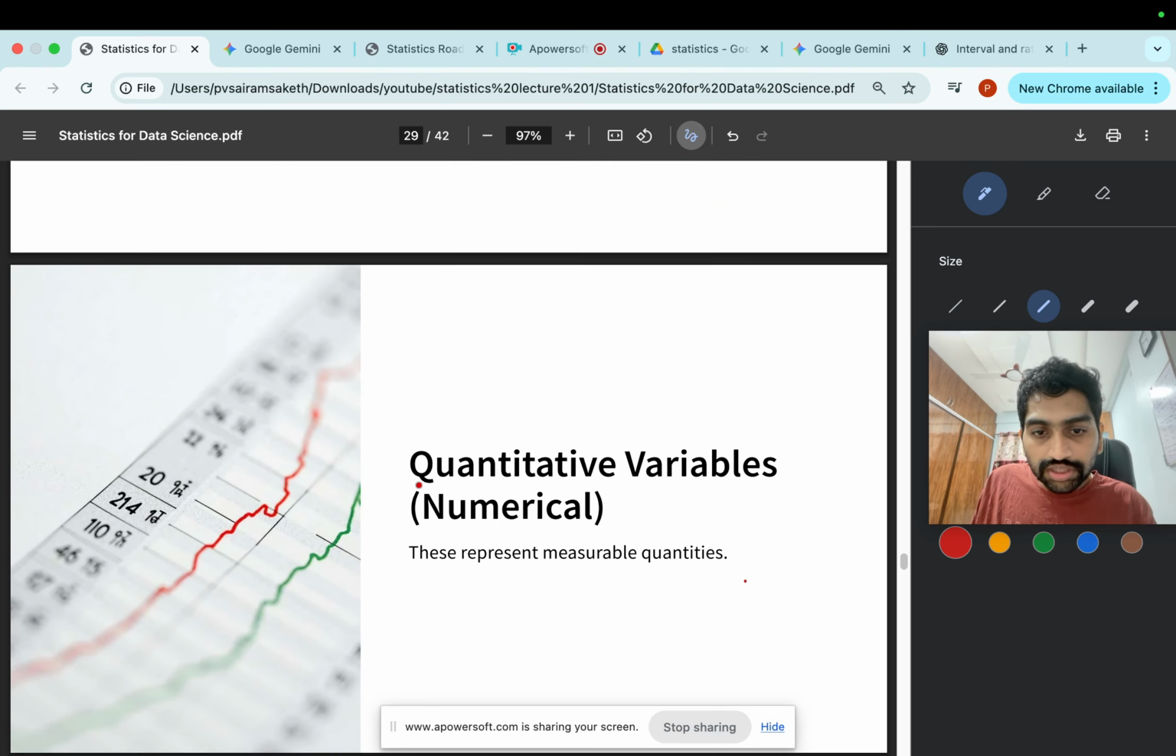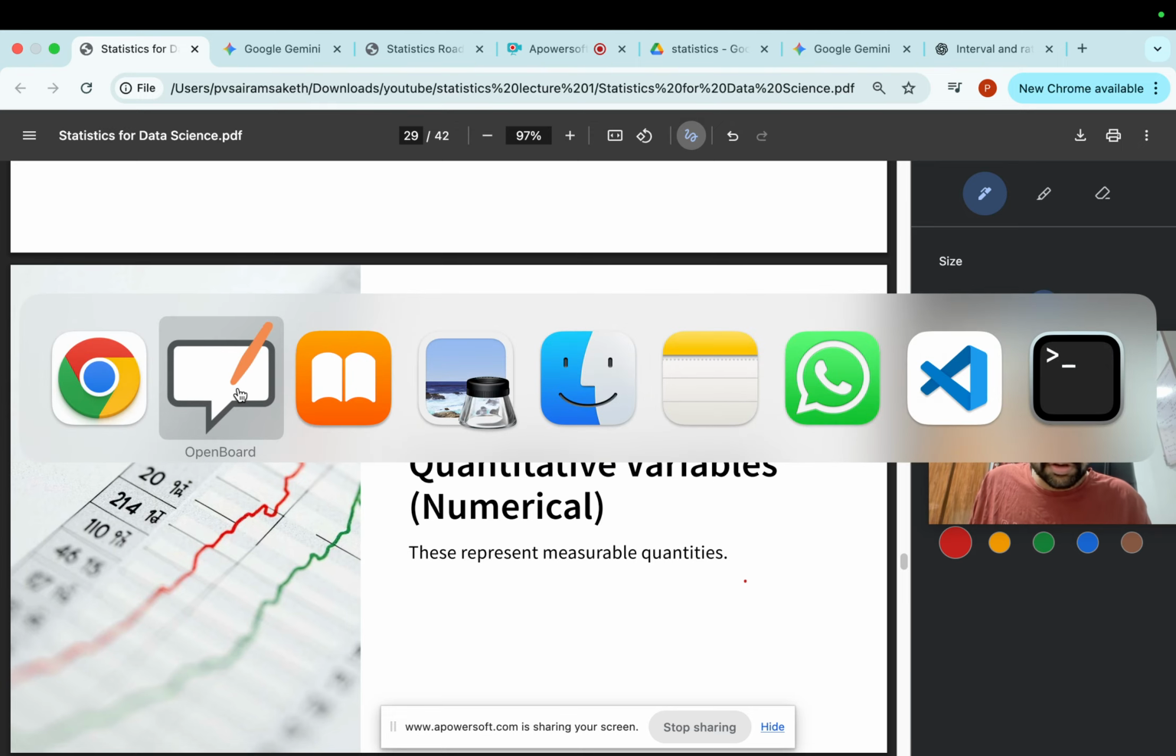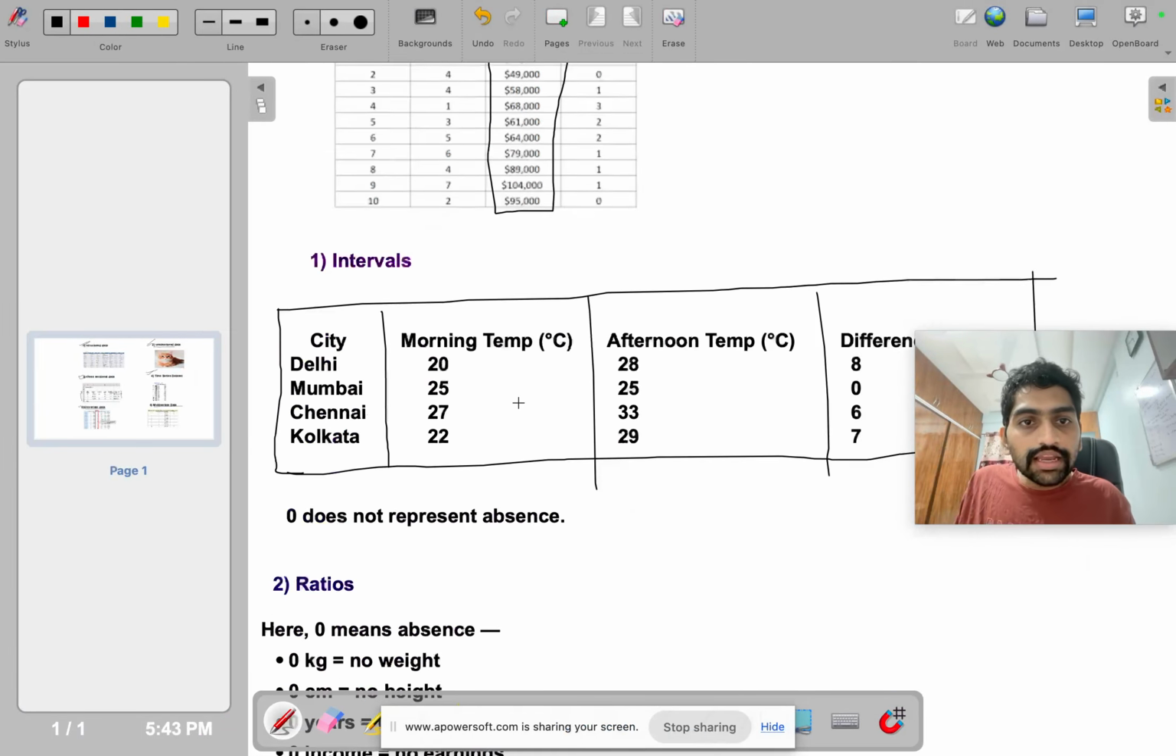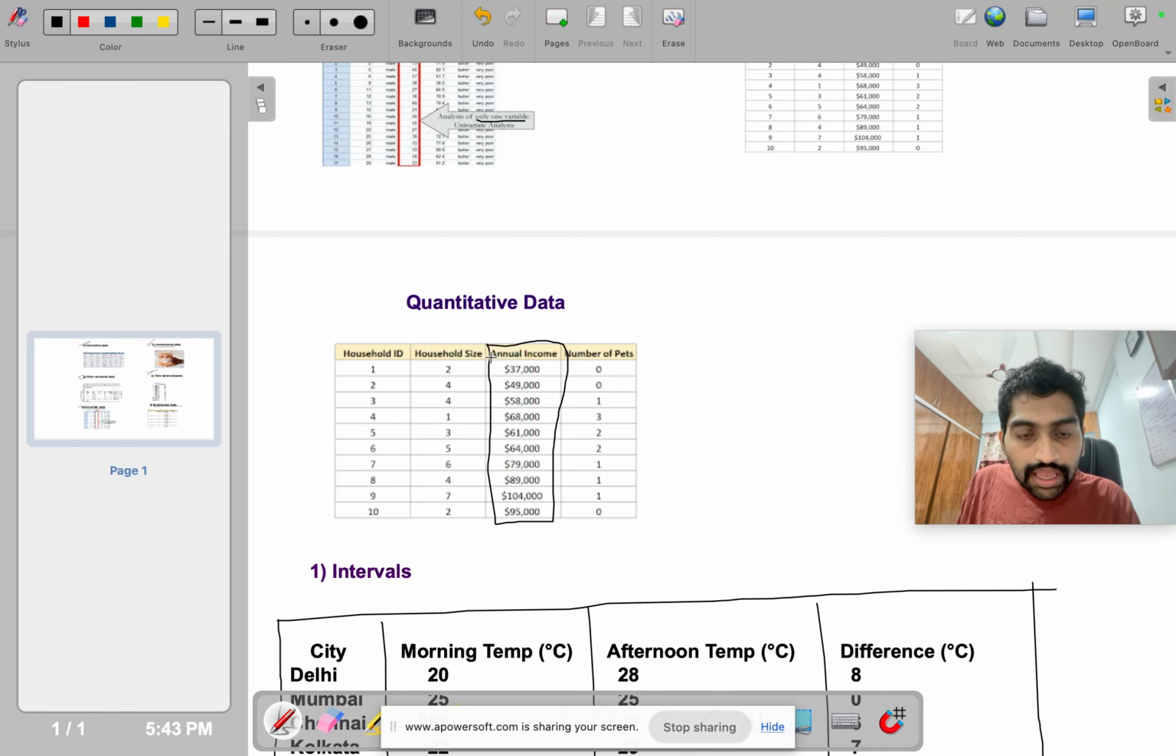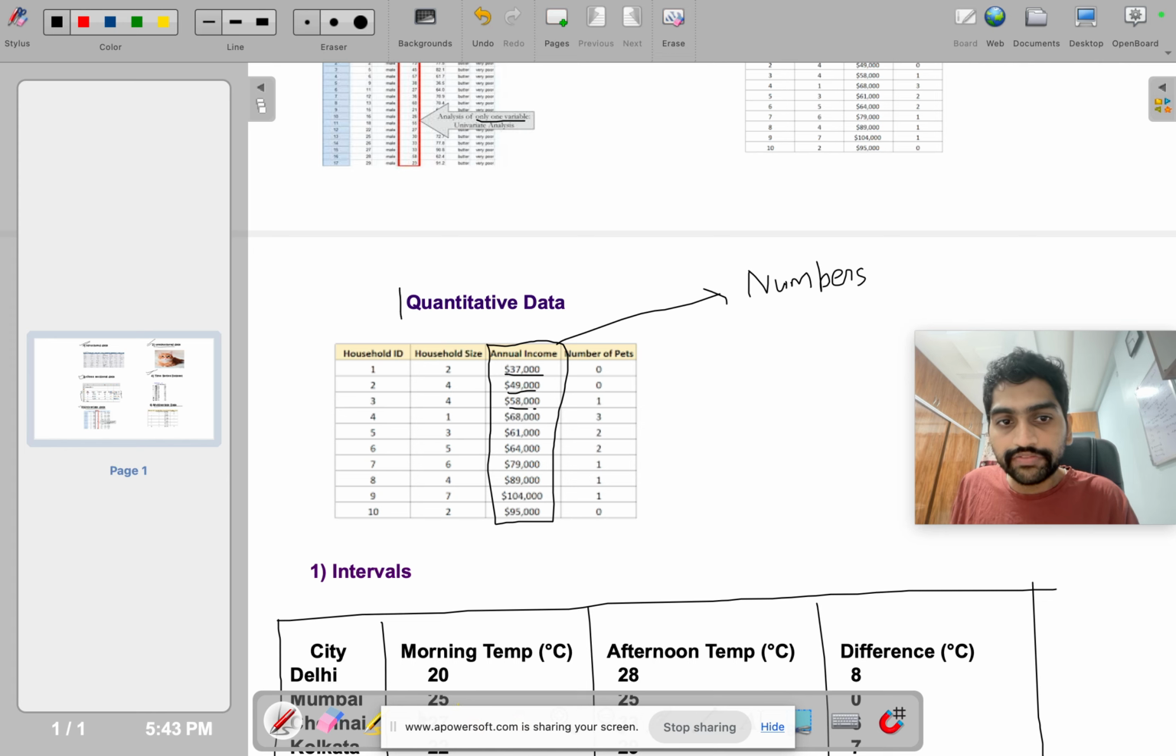So today we are going to study the quantitative variables. What are quantitative variables? I'll explain with this example. If you look at this table, see the annual column. It has the numbers 37,000, 49,000, 58,000. These are numbers. So the variables where the numbers are present, those types of data are called quantitative data.